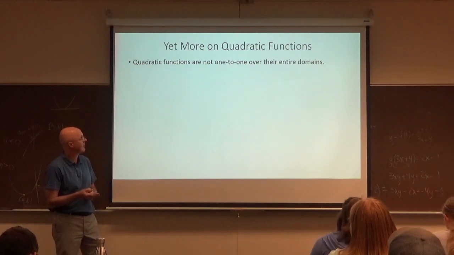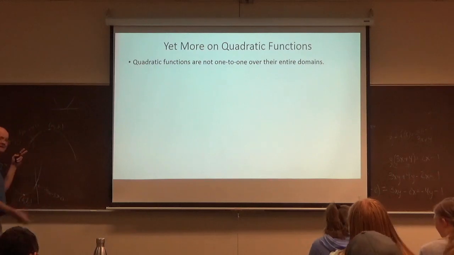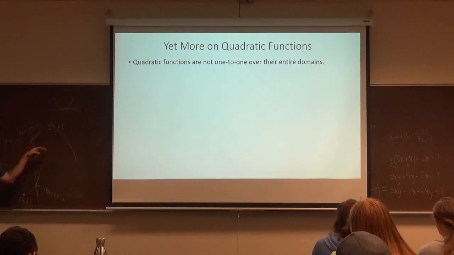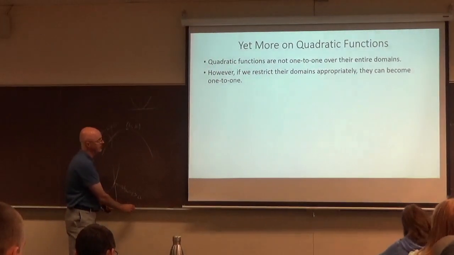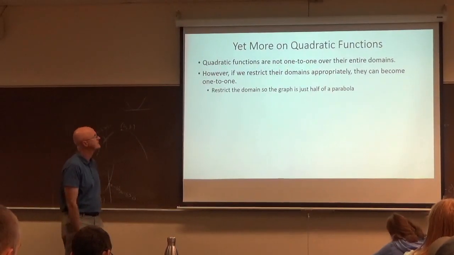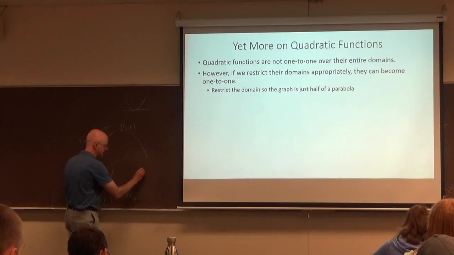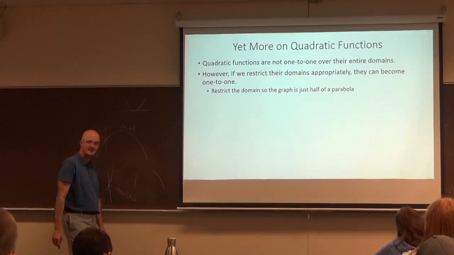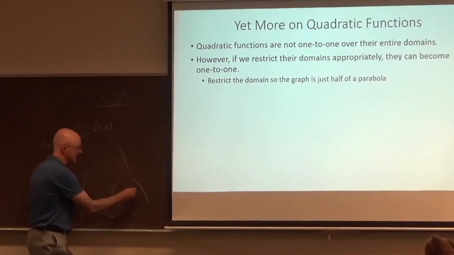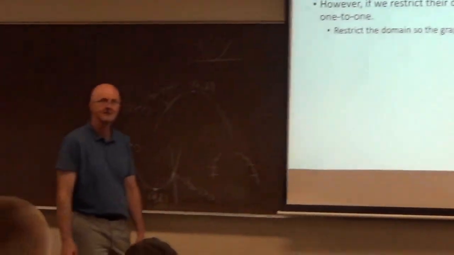Quadratic functions are not one-to-one over their entire domains. They fail the horizontal line test, right? There are horizontal lines that go into them more than once. If we restrict the domain properly, we can make them one-to-one. Like just use half of a parabola, like either this or this. Those pieces of the graph do pass the horizontal line test if you're only focused on those pieces and nothing else.